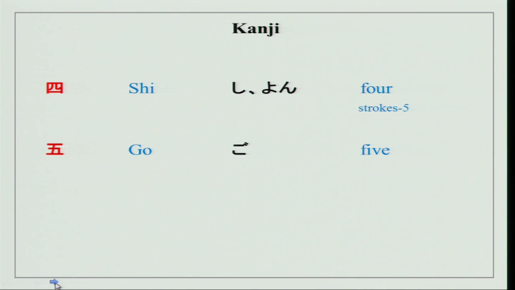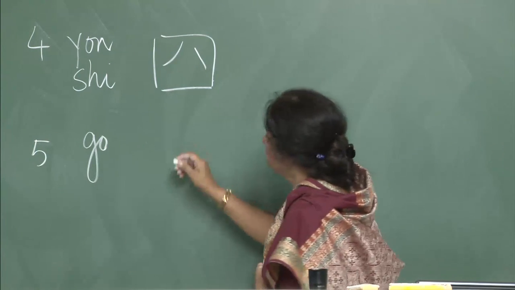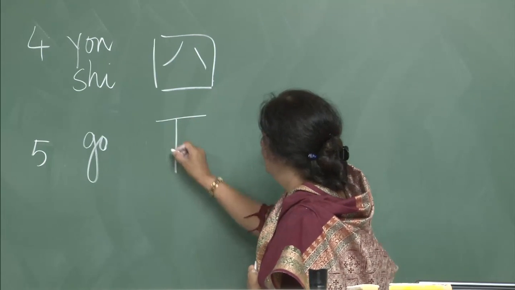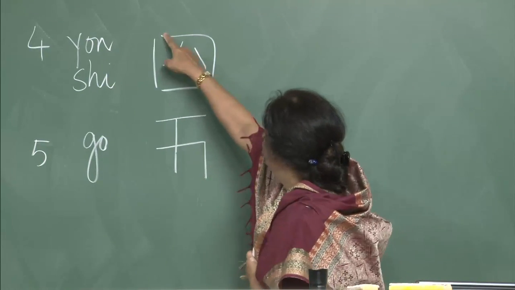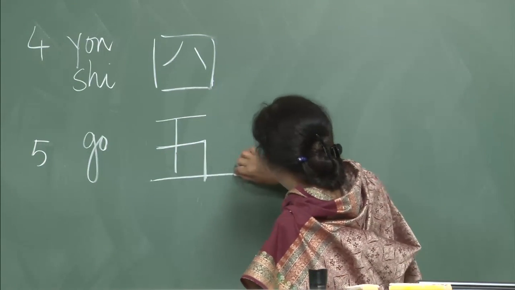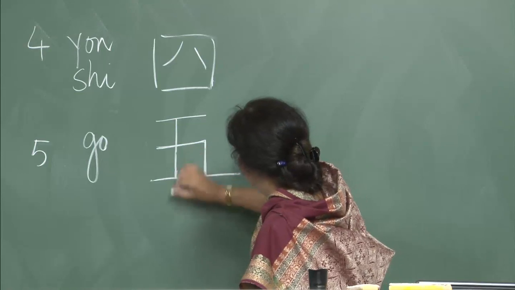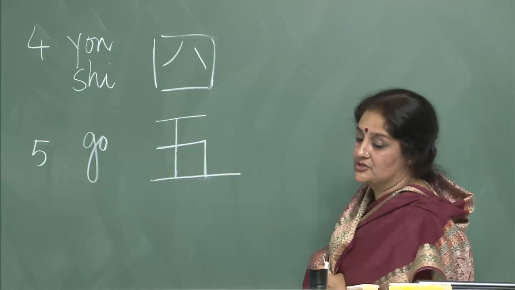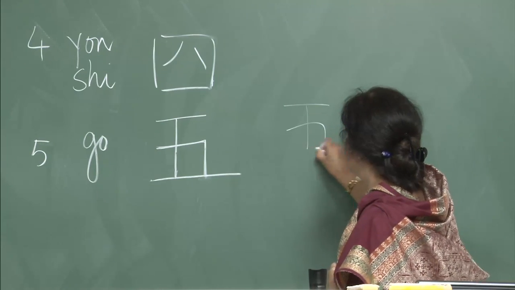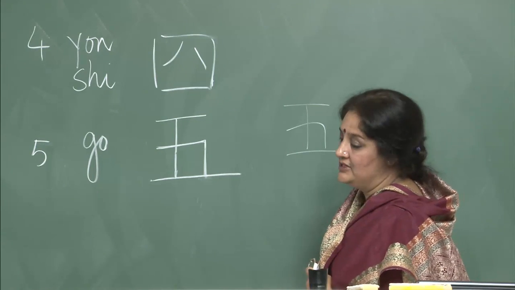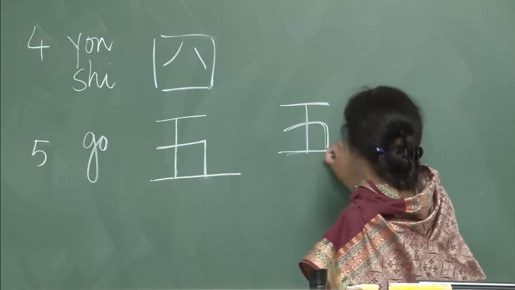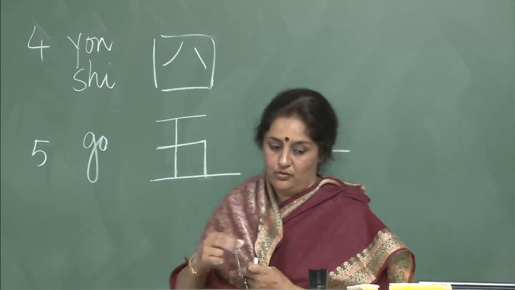go. One, two, three. Similar to this one, three and four. Like this, four strokes to the character go, five. Once again, one, two, three and four. Please remember, one, two, three, one stroke and four. This makes it go.